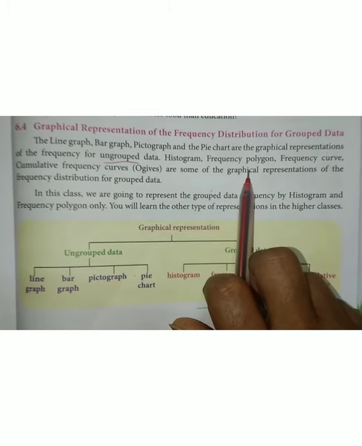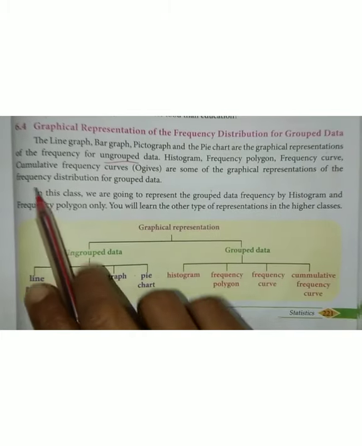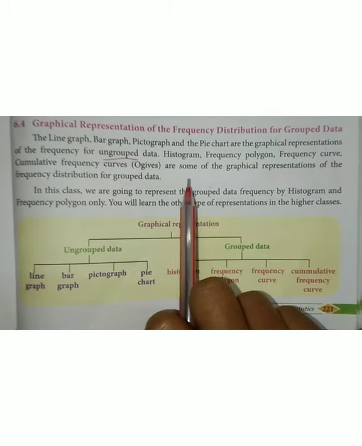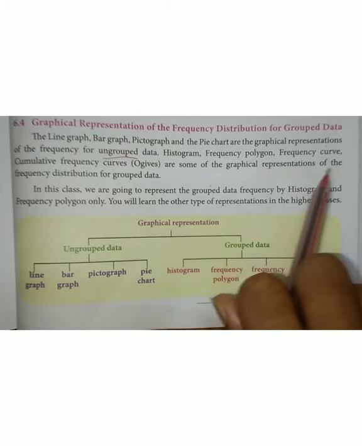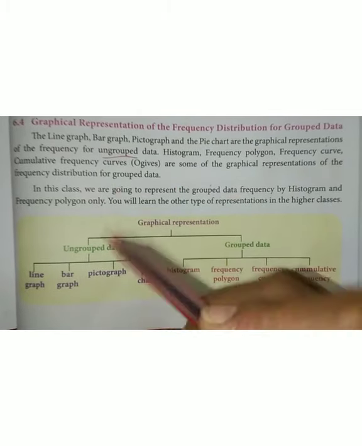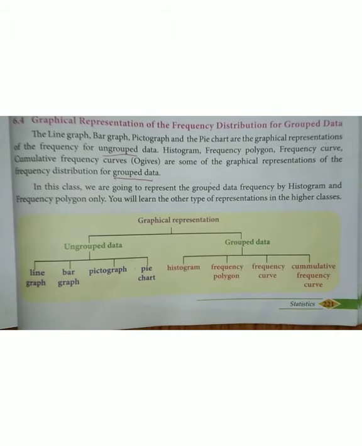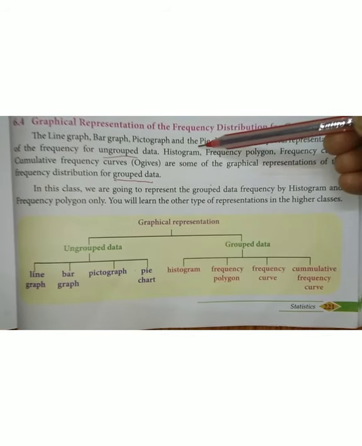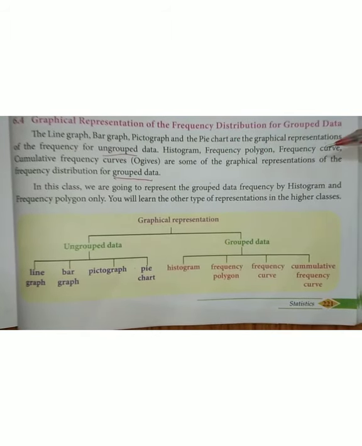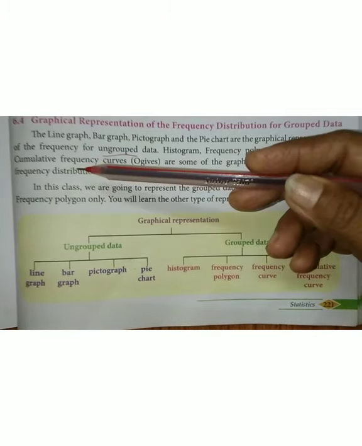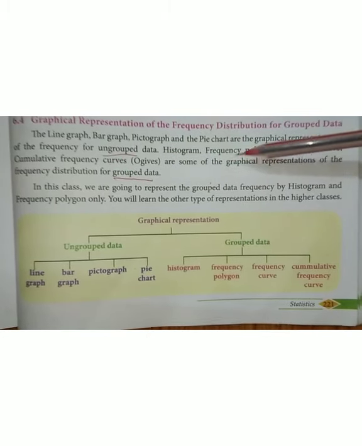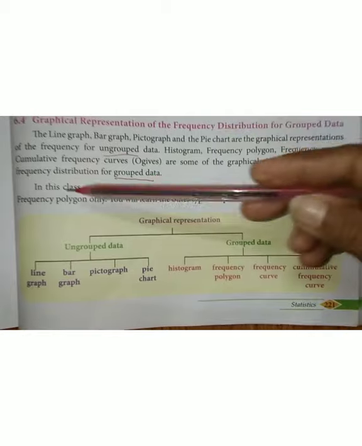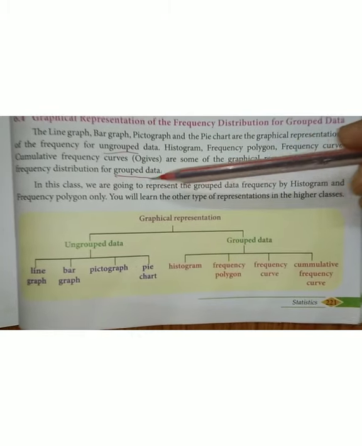Histogram, frequency polygon, frequency curve, cumulative frequency curves are some of the graphical representations of the frequency distribution for grouped data.